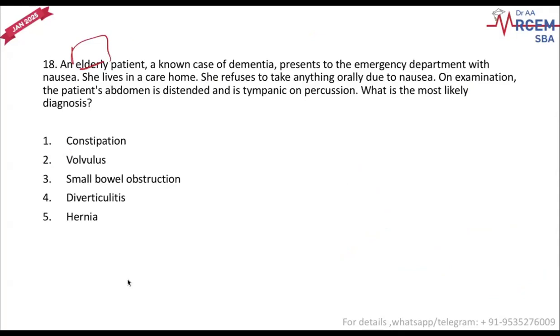An elderly patient, a known case of dementia, presents to the ED with nausea. She lives in a care home. She refuses to take any oral medications due to nausea. On examination, the abdomen is distended and it is tympanic on percussion. What is the most likely diagnosis?